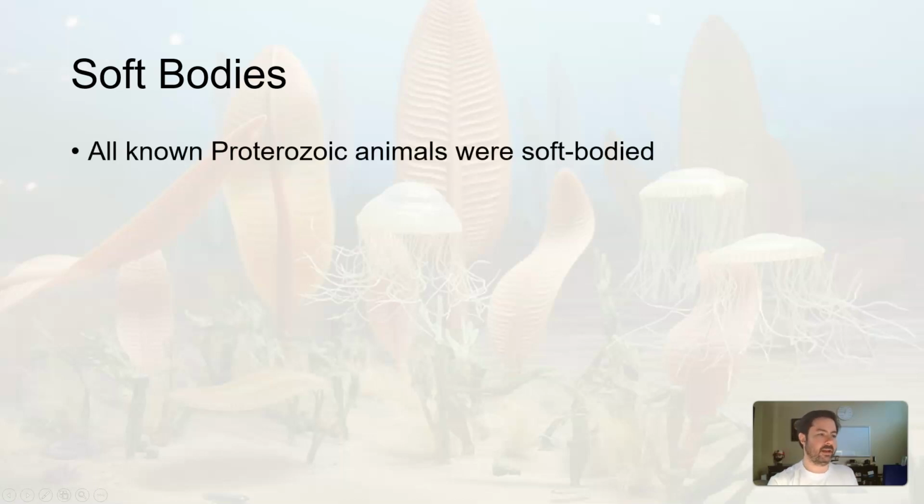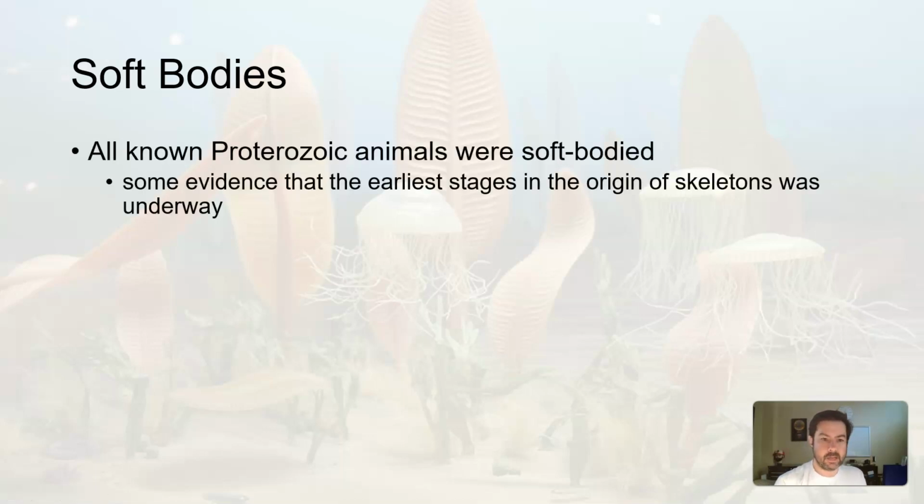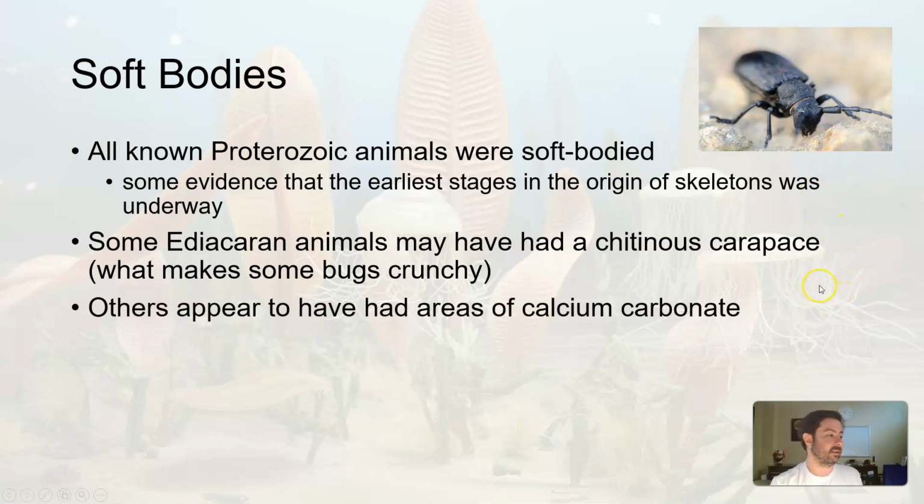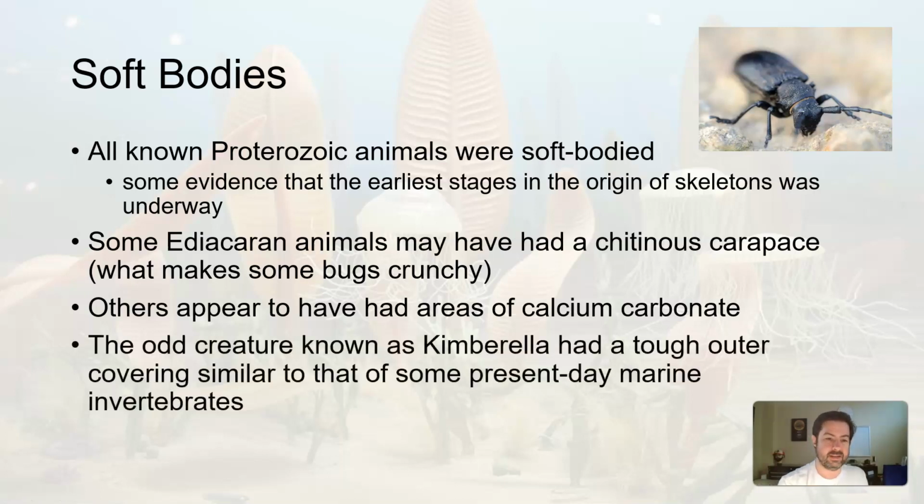So all known Proterozoic animals were soft-bodied. Some evidence that the early stage of skeletons was underway, so starting to get there as we move into the Cambrian, out of the Precambrian now into the Cambrian. Some Ediacaran animals may have had chitinous carapace, which is the same thing that some bugs have. That's what makes bugs crunchy when you squish them. They have kind of that crunchy shell. That's a chitinous carapace. So some Ediacaran animals may have had that crunchy stuff. Others appear to have had at least areas of calcium carbonate, maybe some sort of shells or proto-shells or something along the lines of getting there.